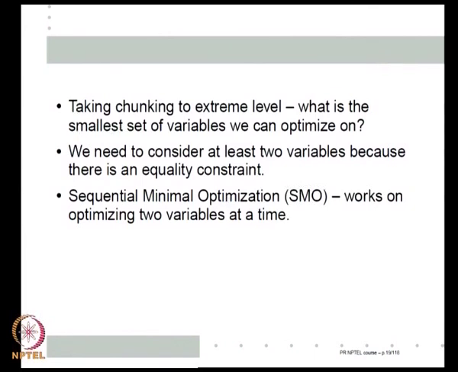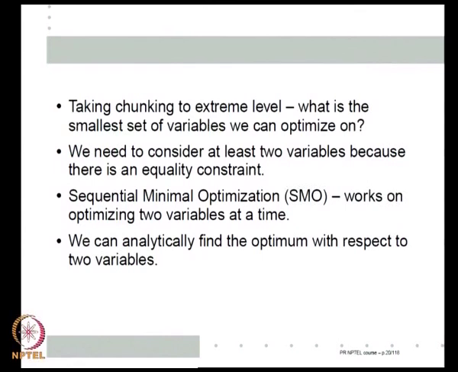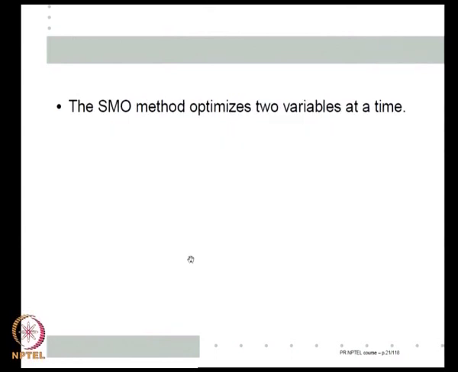So, there is an algorithm called sequential minimal optimization. It is called minimal because it works only on 2 variables at a time. Earlier we said that by doing chunking, by reducing the number of variables to optimize, we are improving the numerics or speeding up the algorithm. So, choosing only 2 at a time is very nice because we do not even need a numerical optimization technique to actually optimize with respect to 2 variables. So, this is the algorithm SMO. The SMO method optimizes 2 variables at a time.